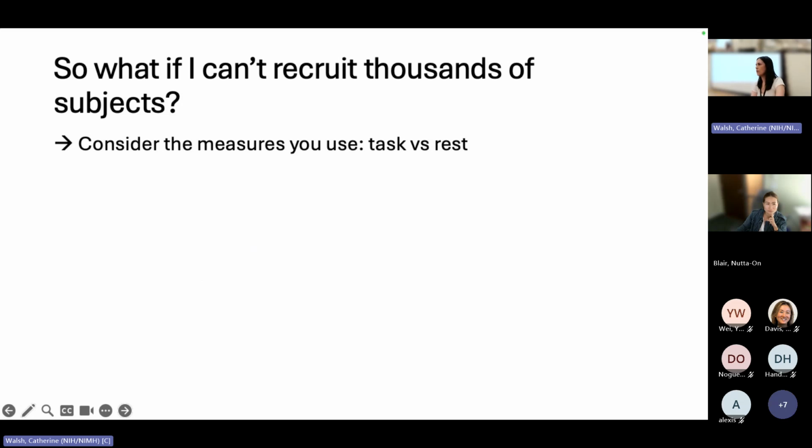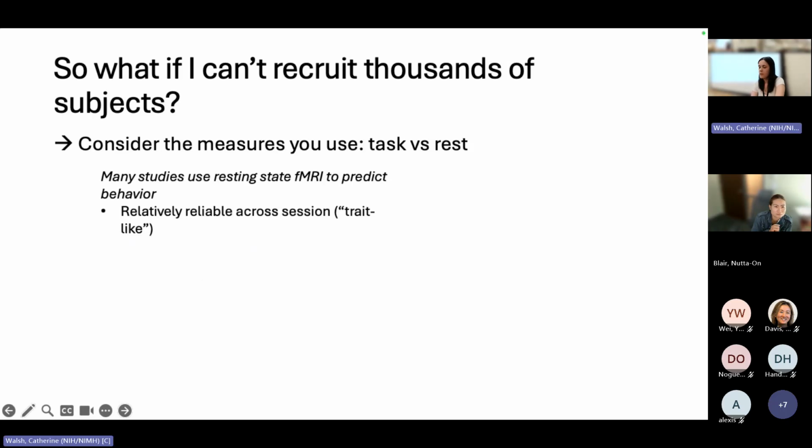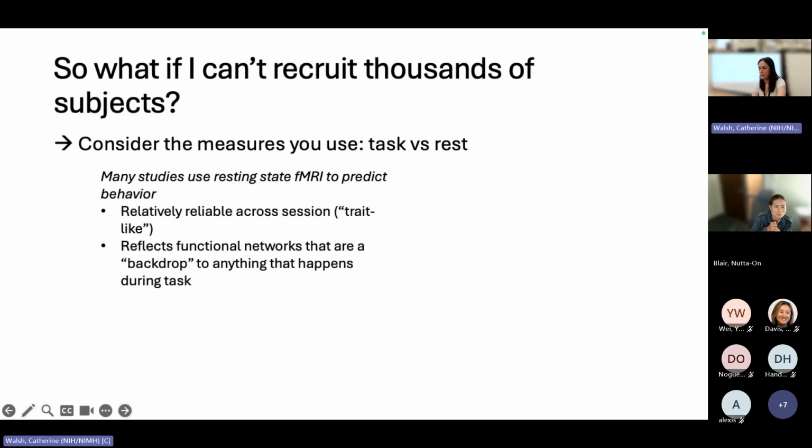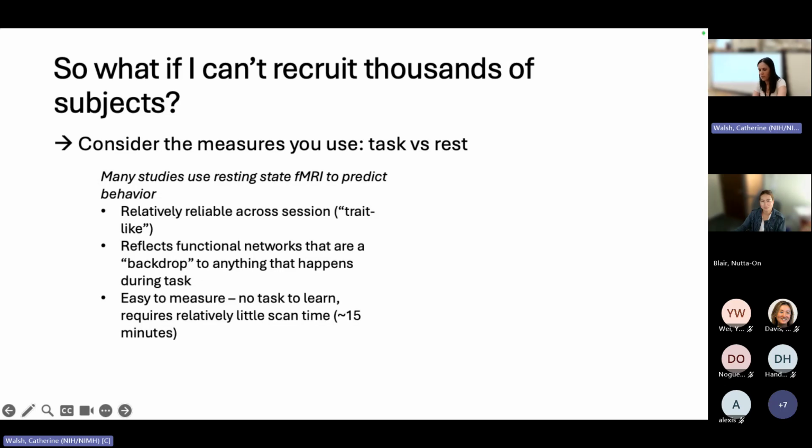Many of the studies that we use in these kind of predictive brain behavior studies look at resting state analysis. We heard a couple of examples in Josh's and Javier's talks earlier in this series. And there are a lot of good reasons we might try to use rest. They're relatively reliable across session. They are kind of trait-like. They reflect functional networks that are a backdrop to anything that happens during a task. So they're kind of an interesting thing to look at.